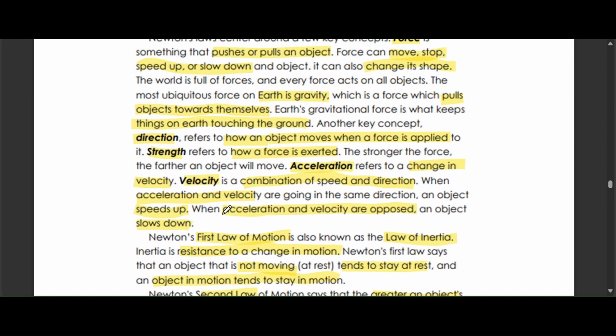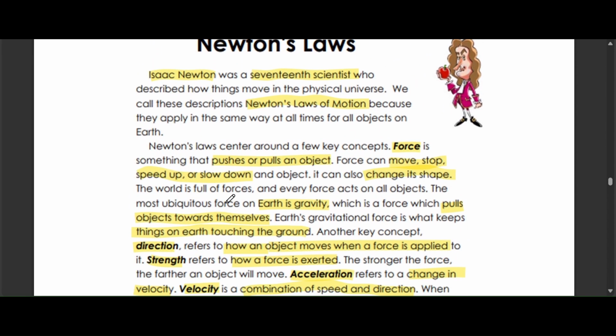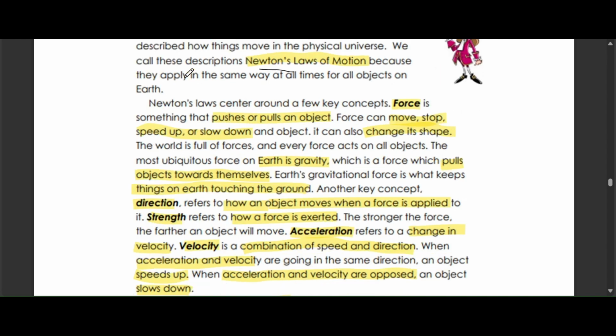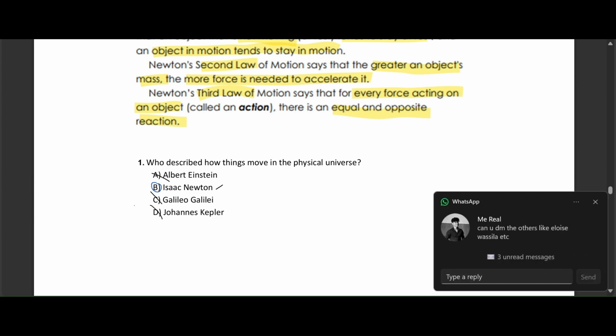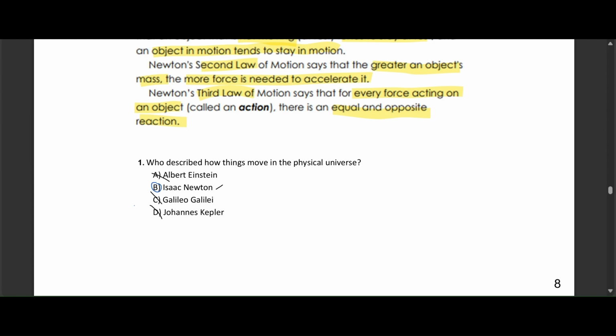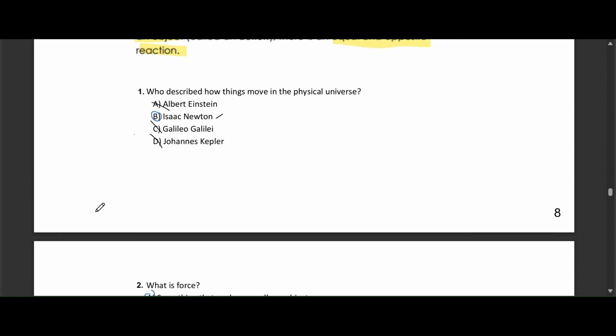Isaac Newton, who lived in the 17th century, developed the laws of motion that describe how objects move. That's why we call them Newton's laws of motion. Option A, Albert Einstein, is famous for his work on relativity, which is different from Newton's laws. Options C and D, Galileo Galilei and Johannes Kepler, were indeed important astronomers, but they didn't develop the laws of motion we're discussing. So the correct answer is B, Isaac Newton.